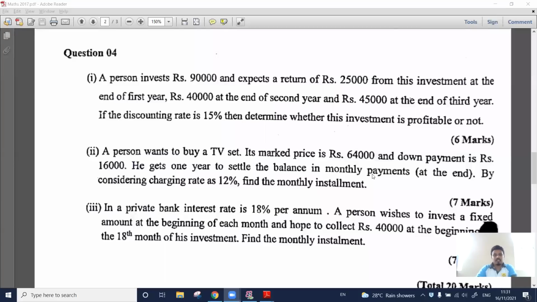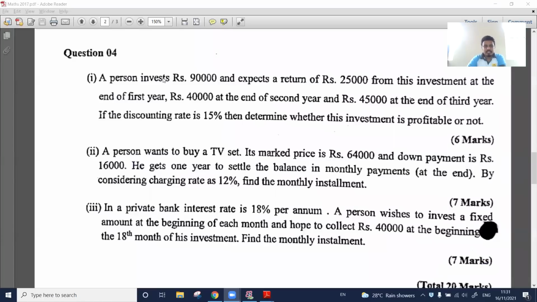Right. Question number 4. What it says here. A person invests 90,000 rupees and expects a return of 25,000 rupees from this investment at the end of first year. 90,000 invest කරලා පළවෙනි අවුරුද්දේ යාට return එක විදිහට 25,000 එයා expect කරනවා.